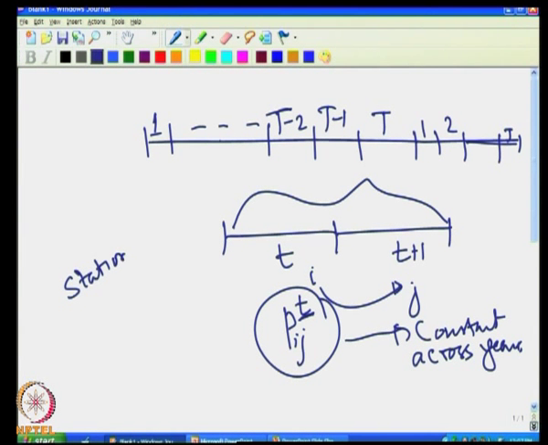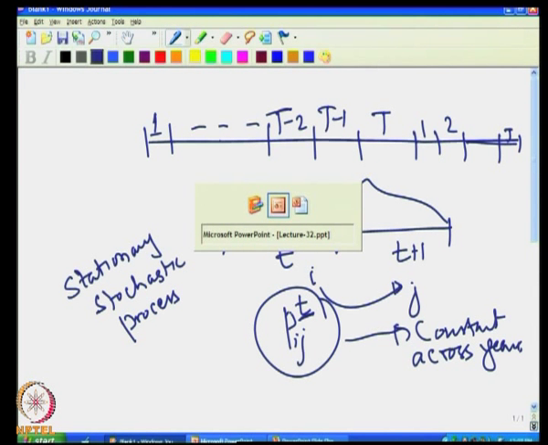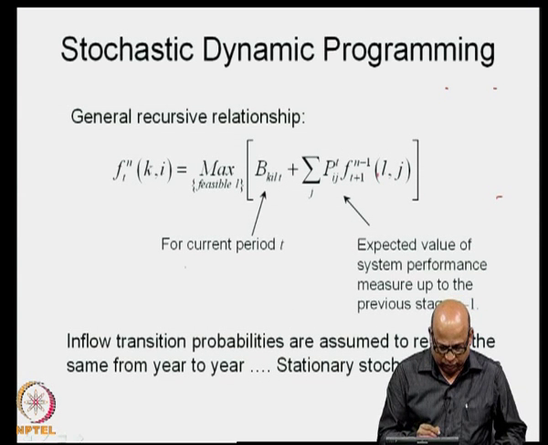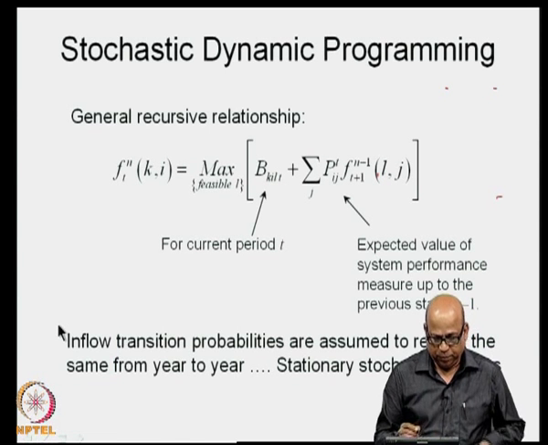So, we are assuming that the inflow constitutes a stationary stochastic process in as much as the transition probabilities do not change from one year to another year. It is because of this assumption that the recursive relationship, as we solve, will converge to a steady state policy.